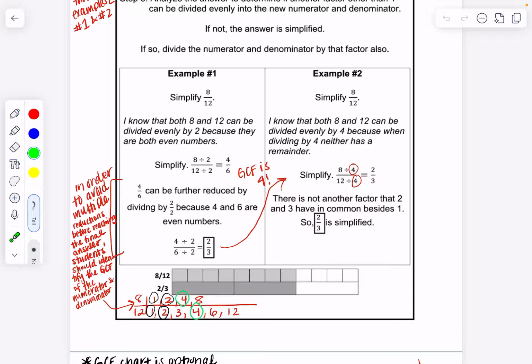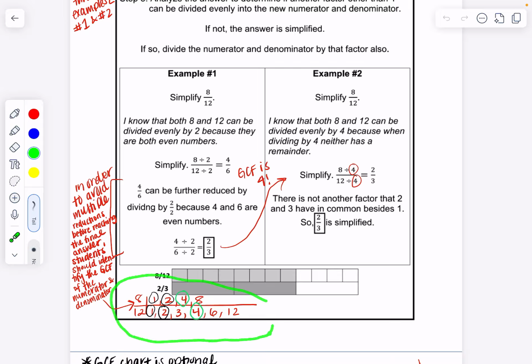Now, we want to avoid students having to do multiple reductions, right? So we don't want them to do this and be like, oh, wait, it's not simplified. So now I'm going to also have to do this. Best case scenario, students are able to utilize greatest common factor and say, okay, well, what is the largest factor that 8 and 12 have in common?